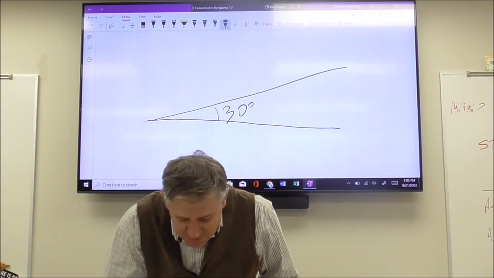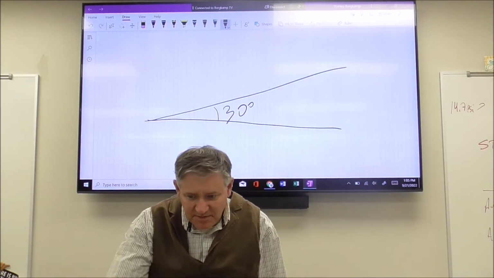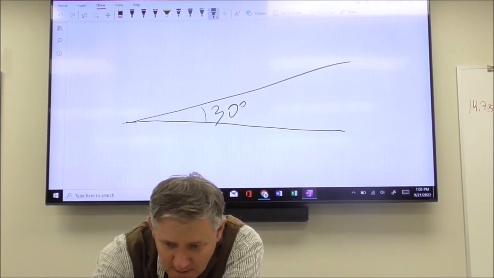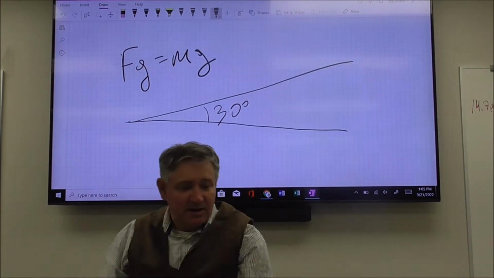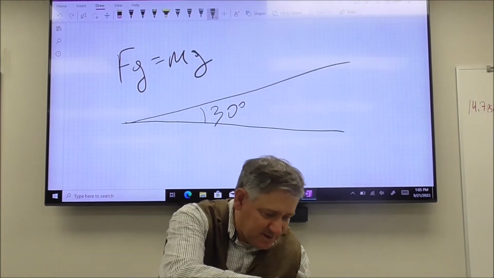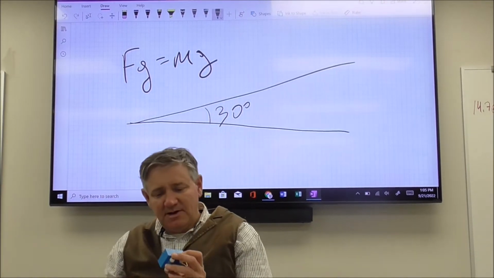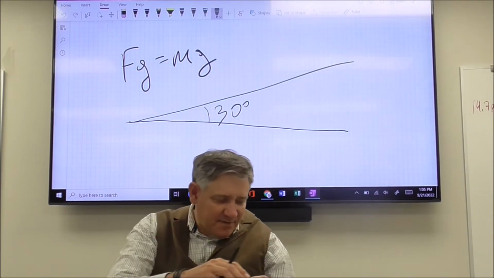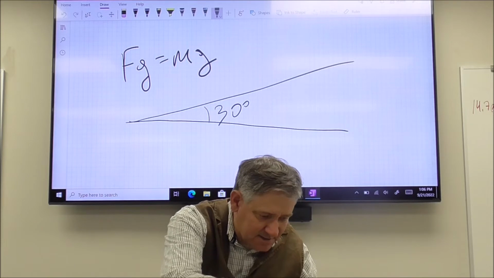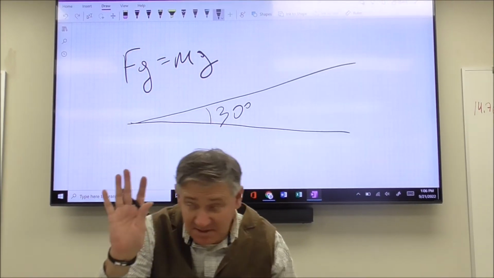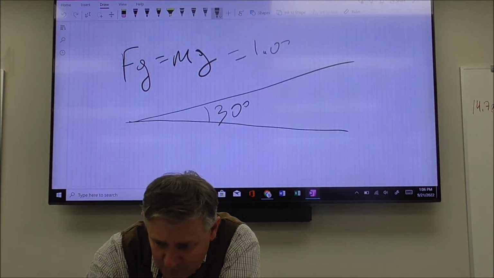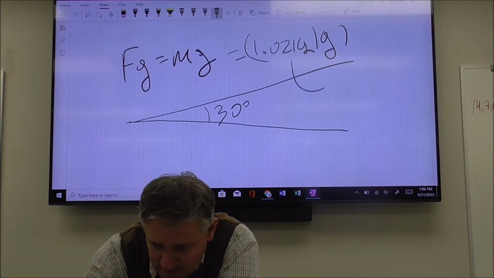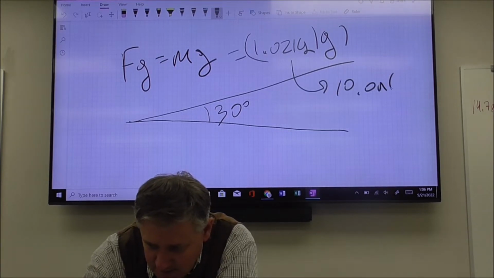So when you get into inclined planes, there are certain things that are still going to be the same. The gravitational force is still going to be mg. Let's say I've got this little cart here, and just to make the math easy, let's say it has a mass of 1.02 kilograms. I multiply that by g, and I get 10 newtons.